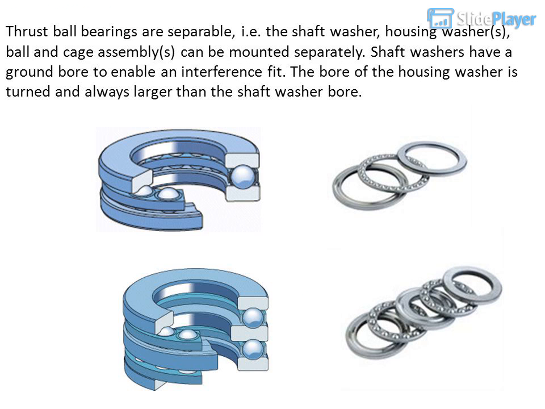Thrust ball bearings are separable, i.e. the shaft washer, housing washers, ball and cage assemblies can be mounted separately. Shaft washers have a ground bore to enable an interference fit. The bore of the housing washer is turned and always larger than the shaft washer bore.